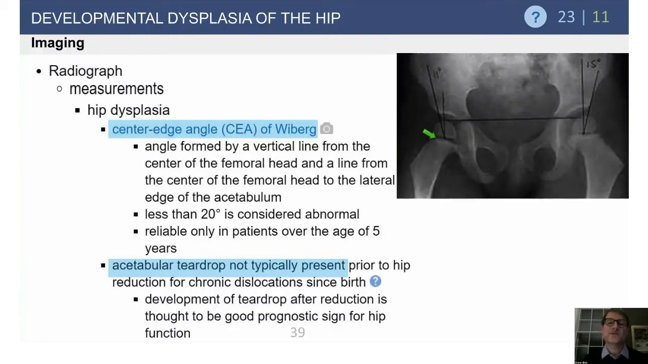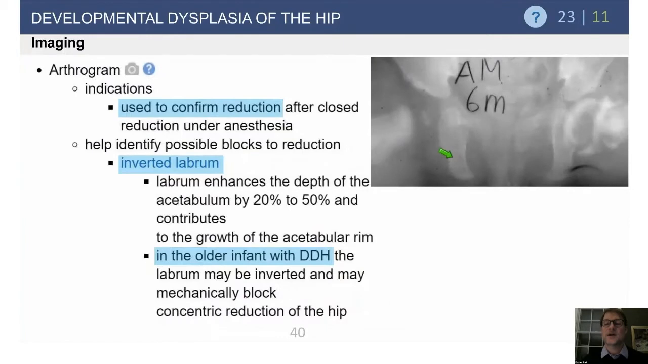And again, the acetabular teardrop is usually not present at this age, but you can see it in younger children, and at about 4 to 6 months, you can start to see the teardrop forming. This teardrop looks fairly good. It's nice and concave. So we have ultrasound and we have plain x-rays. Those are the two modalities, ultrasound till 6 months of age and x-rays after that.